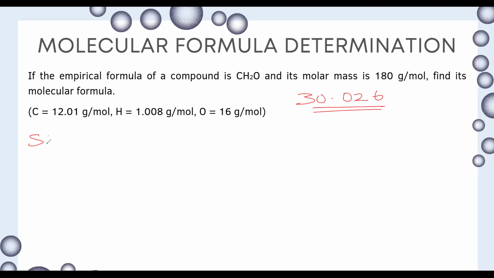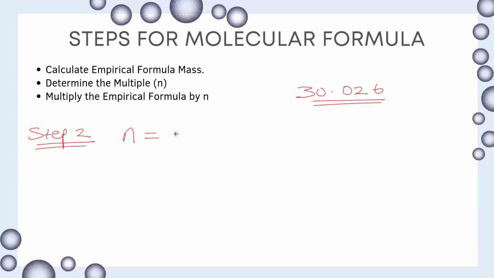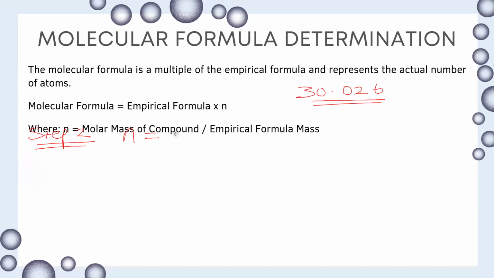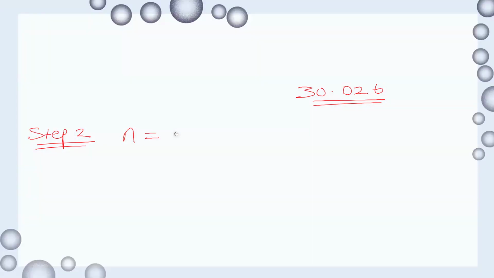Step number 2. Can somebody read out what step number 2 is for us? Determine the multiple. Okay, what is the multiple? N. Now, what is the formula for getting the multiple? N is equal to what? Molecular formula over... You can see it here. N is equal to the molar mass of the compound divided by the empirical formula mass.